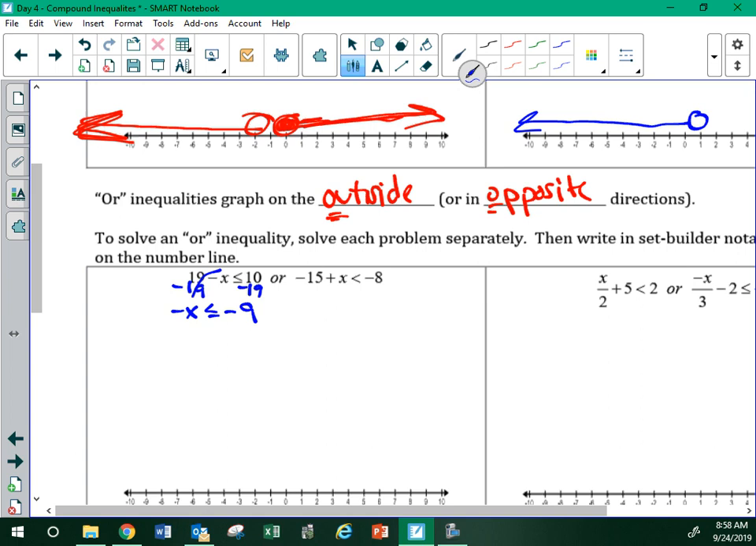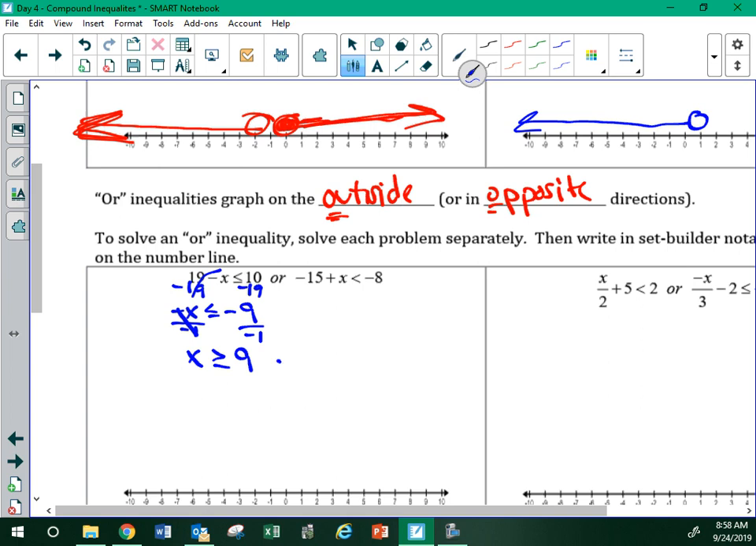All right, I have negative 1 times x. How do I get rid of that negative 1? Multiply or divide by negative 1. We're currently multiplying by negative 1, so we want to divide by negative 1 on both sides. So I have x. What happens to my sign? Flip it around. And negative 9 divided by negative 1 gives us positive 9. All right, so that's one of our solutions.